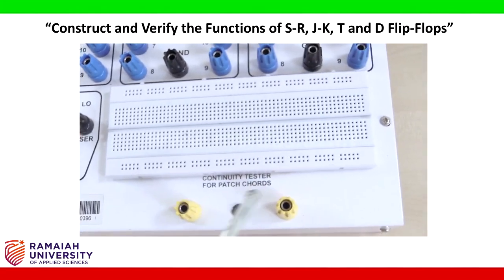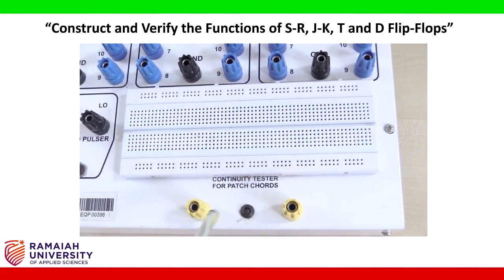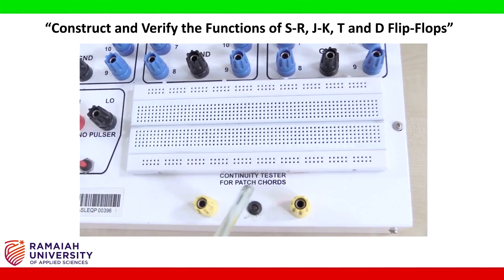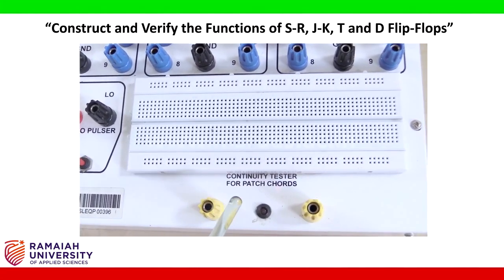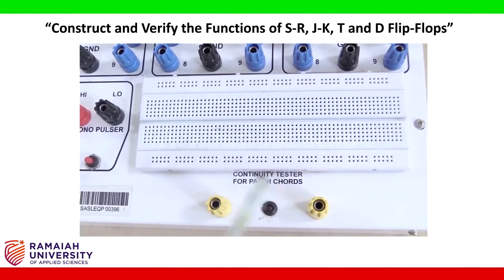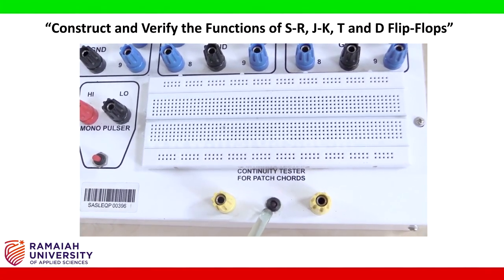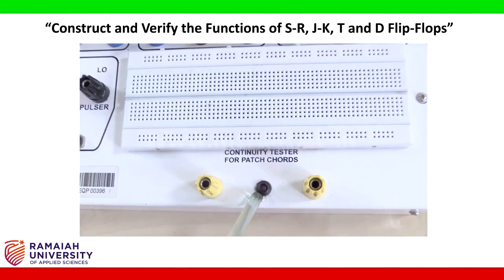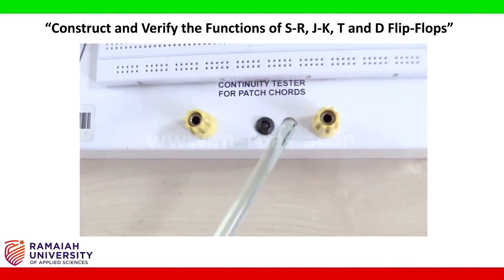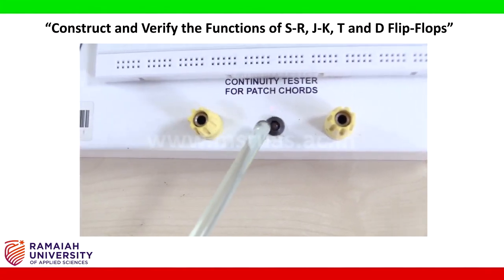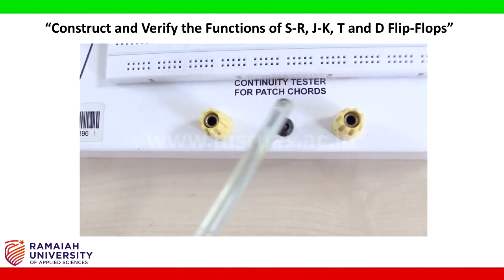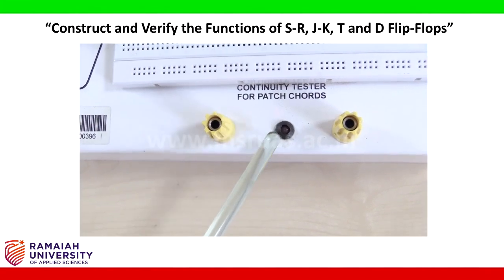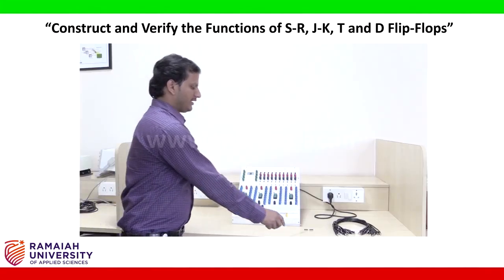And here you can see 2 yellow knobs. These are used to check the continuity of the patch cords which we are using in this experiment. By connecting the patch cord here you can see an LED bulb on. If the LED bulb is on and there is a beep sound, that means the patch cord is working properly. If the LED bulb is not on and the beep sound is not coming after you connect the patch cord here, that means the patch cord is not working properly.